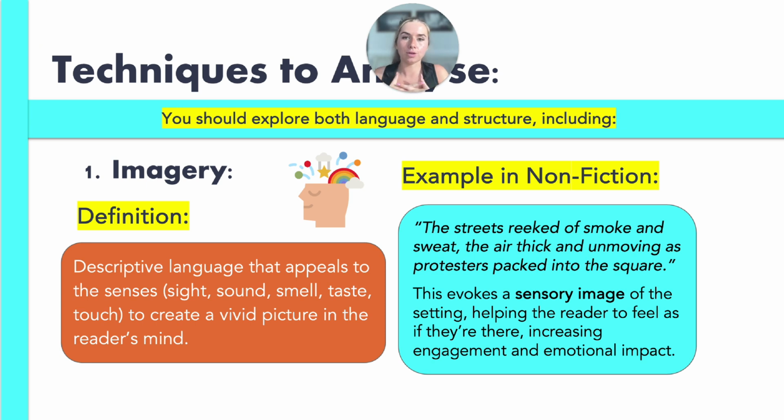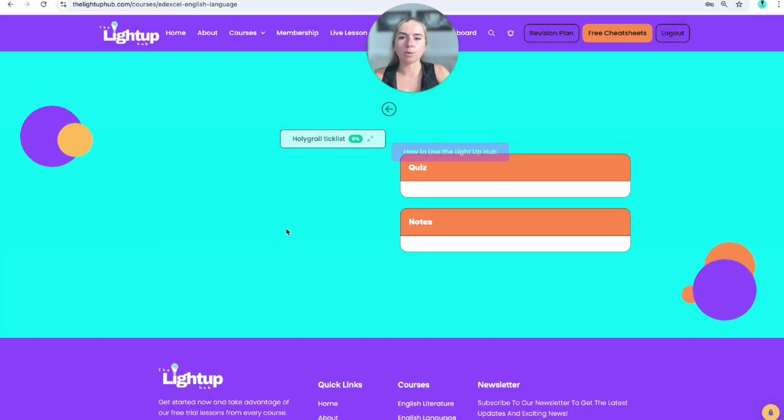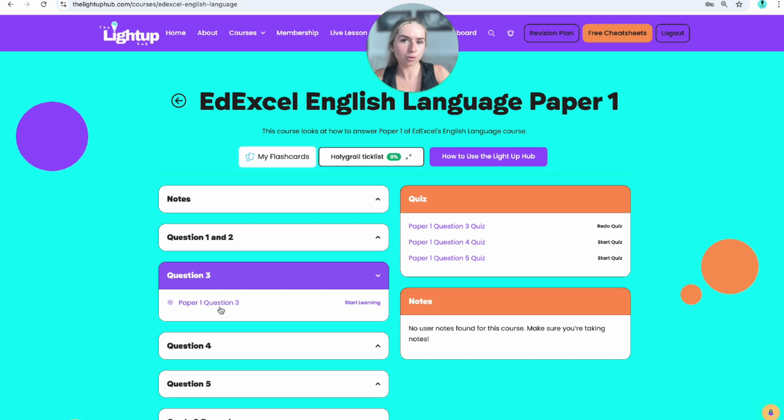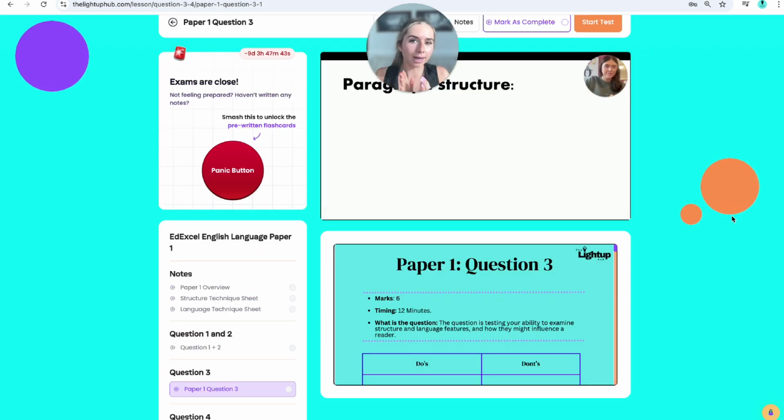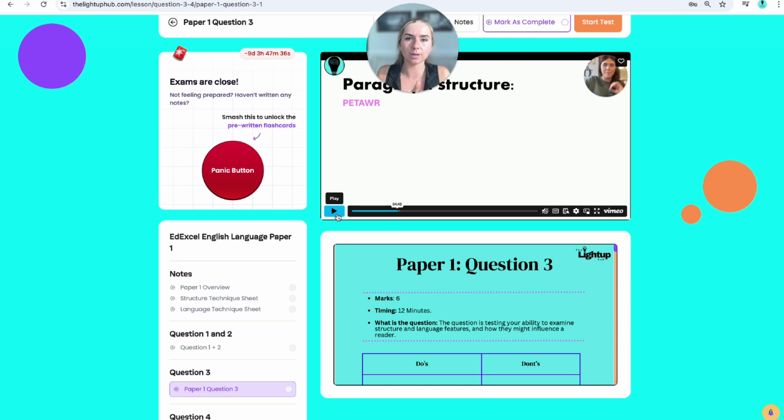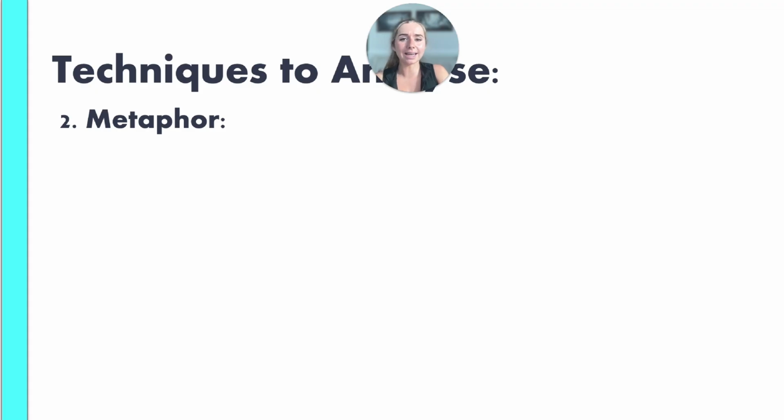Now, what I'd always recommend you to do, guys, for any language questions, is to make sure you pre-learn language and structure techniques and know the effects of them. And then also you really want to make sure that you understand how that fits into a structure. So, for example, if I went on to language paper 1 and went on to question 3, this would go through a structure that has been created by examiners and teachers that includes everything you need, including the techniques, sentence starters, and model examples, which show you step by step how to do every single part of this structure. Then all you've got to do is put it into your exams, and it's the easiest way to get a top grade in language.